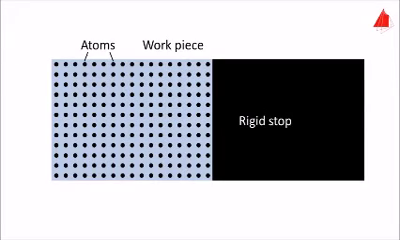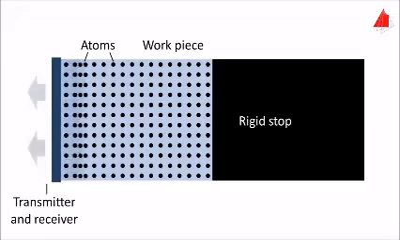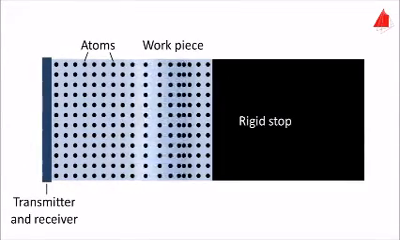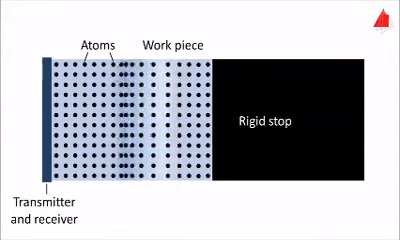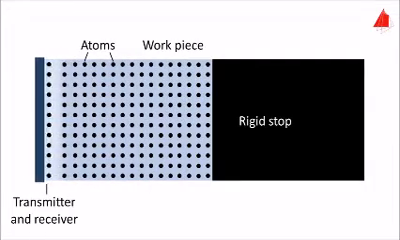At the left front end, a disc is installed. It will be used to transmit and receive sound waves. Pushing and pulling briefly at the disc causes a longitudinal sound wave to propagate through the cylinder. When the sound wave reaches the rigid stop at the right side, it is reflected and runs back towards the disc, which now serves as a receiver.